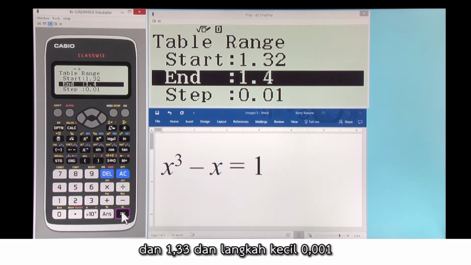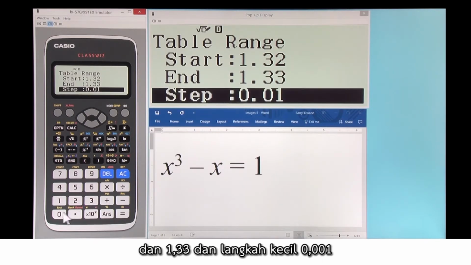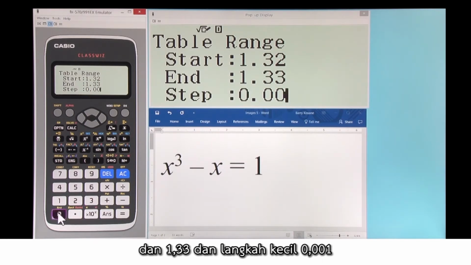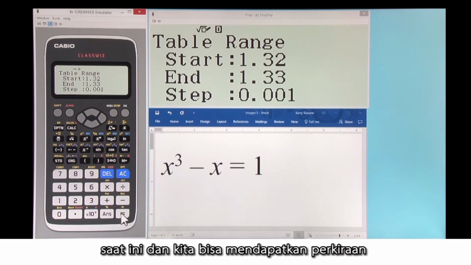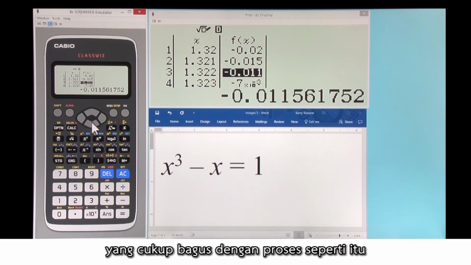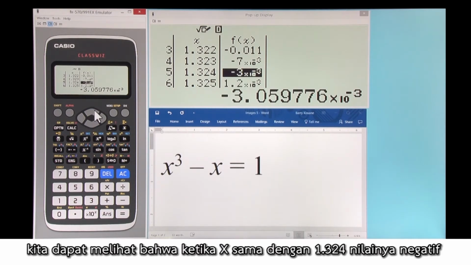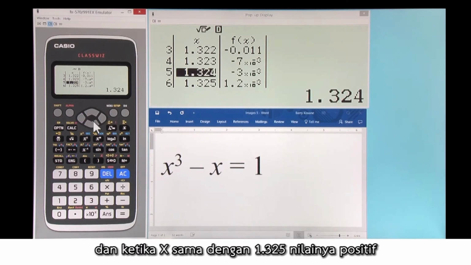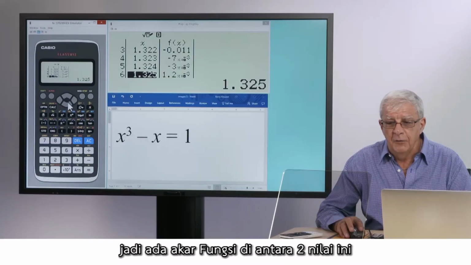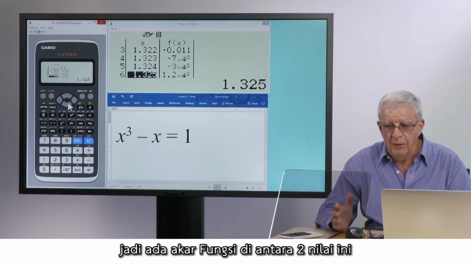So let's go back and do that one more time, just to illustrate the idea. 1.32 and 1.33, and a small step of 0.001 this time, and we can get a pretty good approximation by such a process. We can see that when x is equal to 1.324, the value is negative, and when x is equal to 1.325, the value is positive. So there is a root of the function somewhere between these two values.